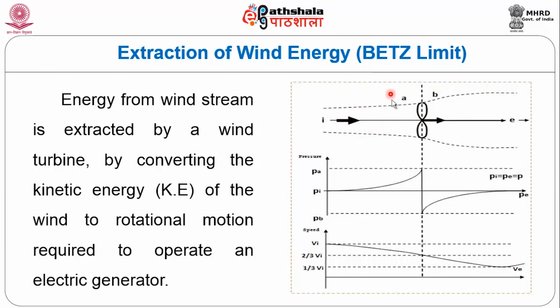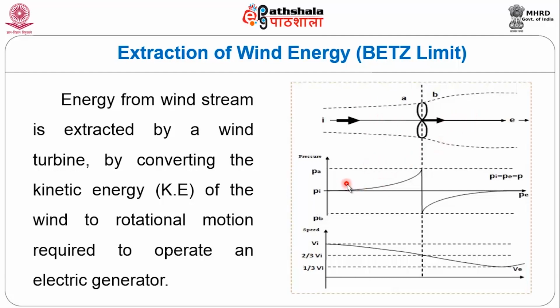So, we can call this upstream and this downstream. Upstream portion I-A and downstream portion B-E. And the small I represents the inlet wind velocity, and E represents its exit wind velocity, and A is just before the turbine and B just after the turbine. And these are the two segments, upstream and downstream.